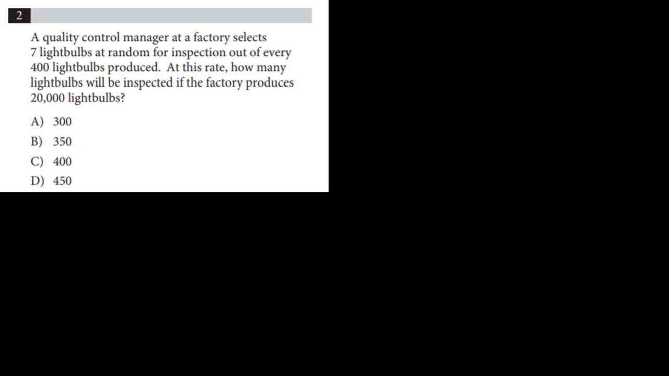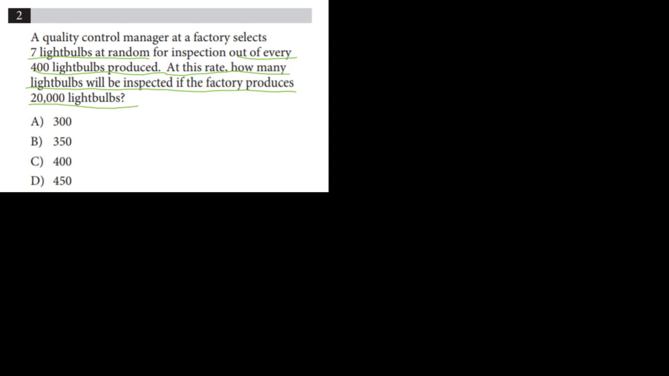Alright, let's take a look at this question. So step one, we always read the question. It says, at this rate, how many light bulbs will be inspected if the factory produces 20,000 light bulbs? Next, I look at the variables. So I know there's 7 light bulbs at random out of every 400 light bulbs produced. So I know this one's going to be a proportion or ratio.